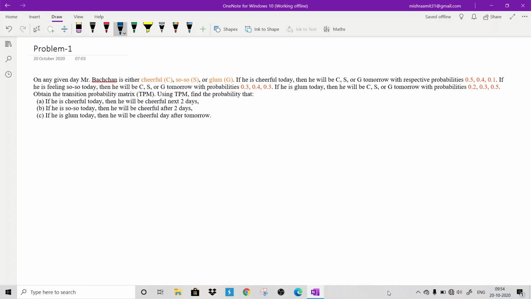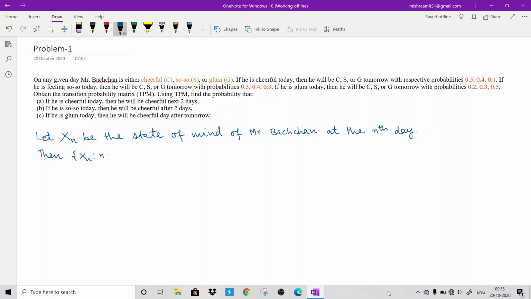So first we write down what my stochastic process is. So let Xn be the state of mind of Mr. Bachchan at the nth day. Okay. Then Xn, n ranges from 0, 1, 2 and so on.